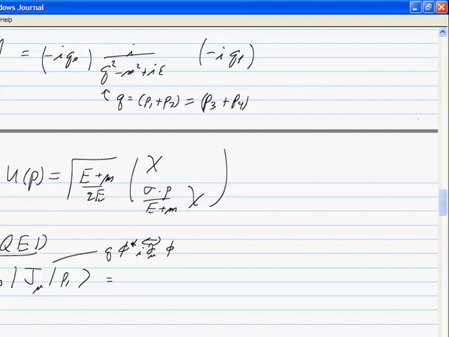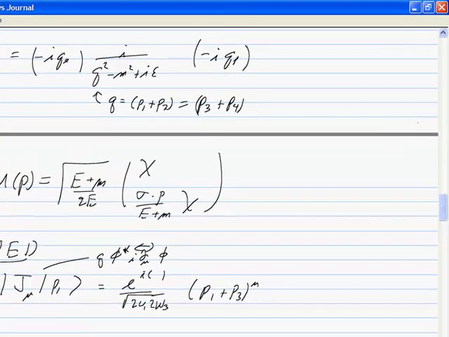Okay, so that matrix element there we had the e to the i factors, the square root of 2 omega 1, 2 omega 3, but the factor was (p1 plus p3) mu. So remember, we took all these matrix elements of this current in various permutations.